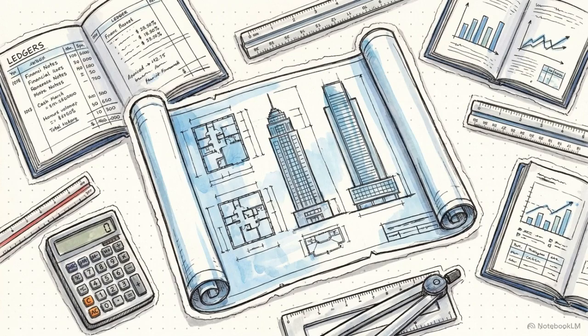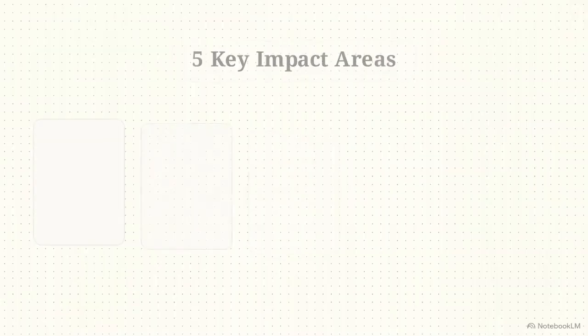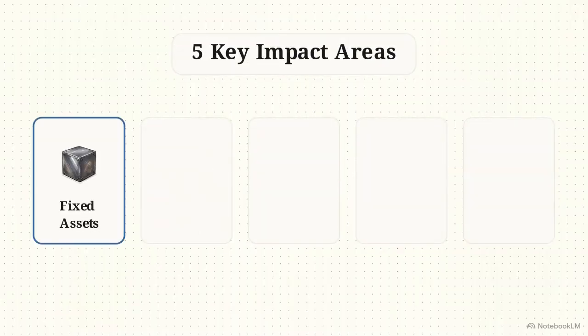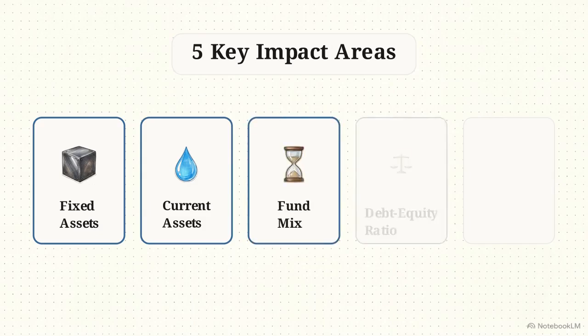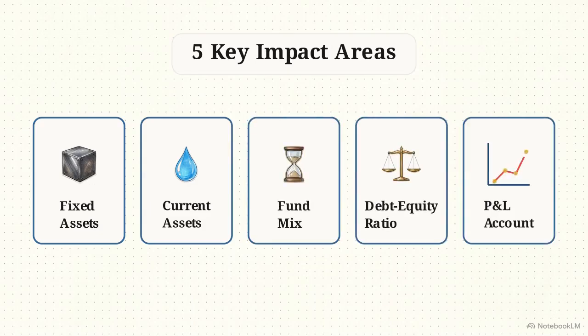Mastering the 5 points of importance we explored earlier is the only way to execute the big 3 decisions and build true shareholder wealth. Remember the 5 areas impacted by financial management: fixed asset size, current asset amounts, the mix of long and short-term funds, the debt-equity ratio, and the items in the profit and loss account.